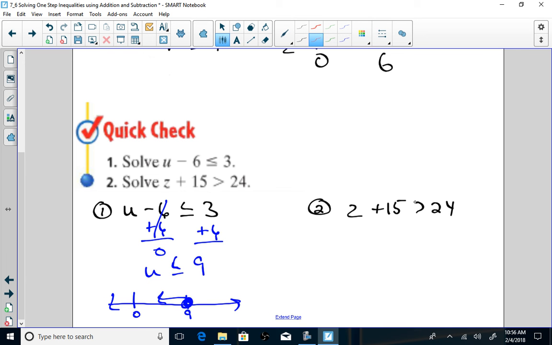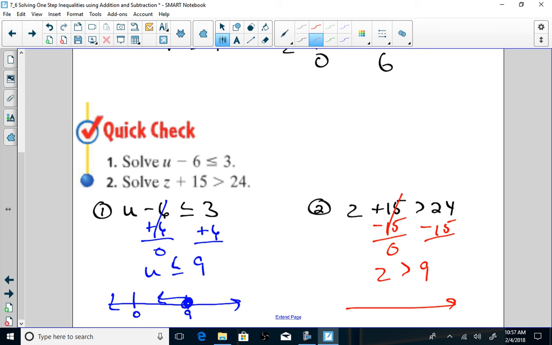A number plus 15 is greater than 24. The inverse operation would be subtraction. So I'm going to use that subtraction property of inequality. But what mistake did I make there? Let's do that again. All right. When you see that you're adding 15, the inverse would be to subtract 15, not 14. So I'm subtracting 15, that's 0. Z is going to be greater than 24 take away 15, which should be 9.